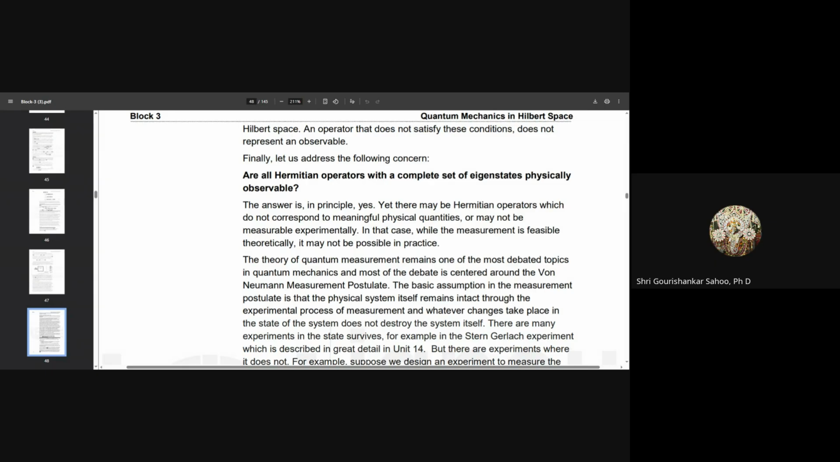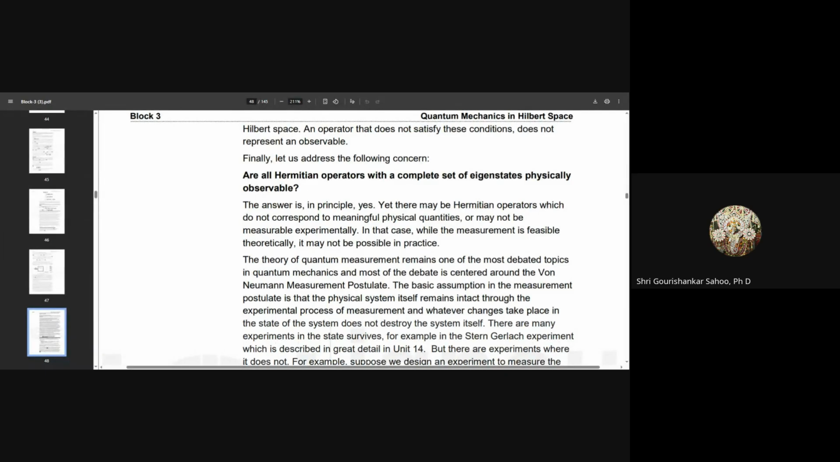Yet there may be Hermitian operators which do not correspond to meaningful physical quantities or may not be measurable experimentally. In that case, while the measurement is feasible theoretically, it may not be possible in practice. The theory of quantum measurement remains one of the most debated topics in quantum mechanics, and most of the debate is centered around the von Neumann measurement postulate. The basic assumption in the measurement postulate is that the physical system itself remains intact through the experimental process of measurement, and whatever changes take place in the state of the system do not destroy the system itself.